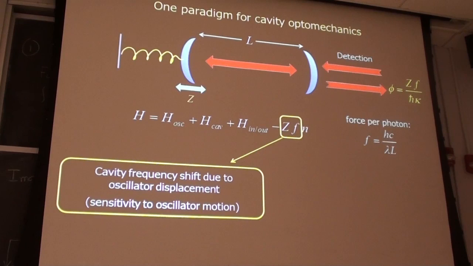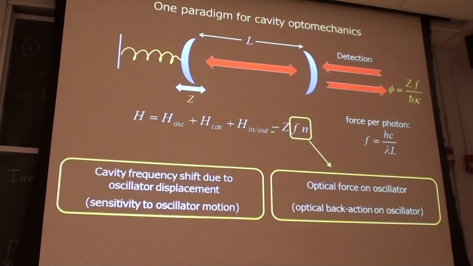And so this force here quantifies how sensitive an optical measurement can become to mechanical motion. The larger this quantity in this term, the greater the cavity resonance frequency shift per nanometer displacement of the oscillator. Now, of course, every measurement has a back action, and the back action of a position measurement, which is what's being proposed here, is to perturb the momentum of the object. And that comes about from the same term as well.